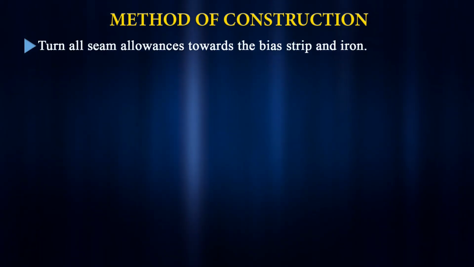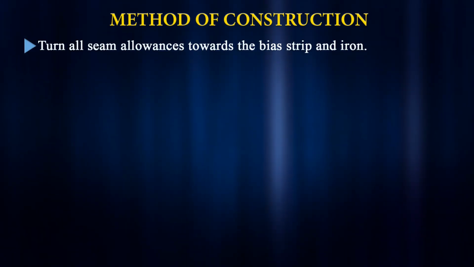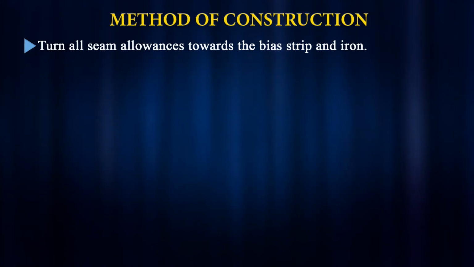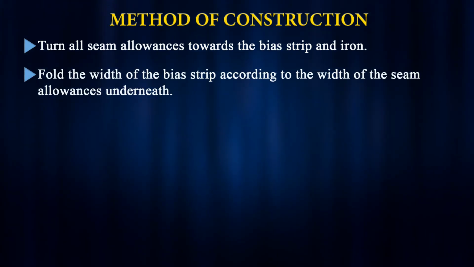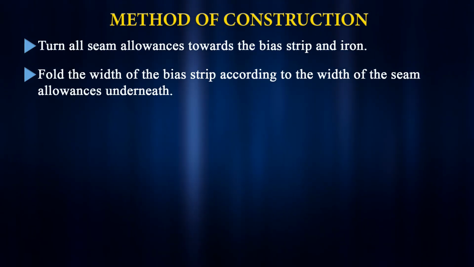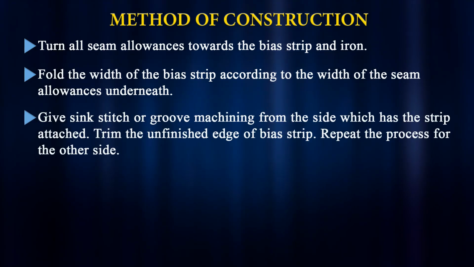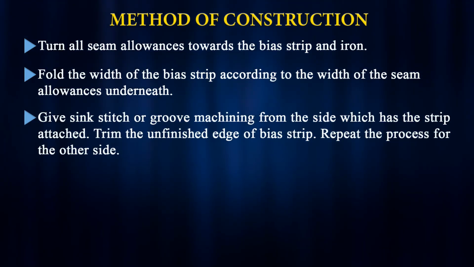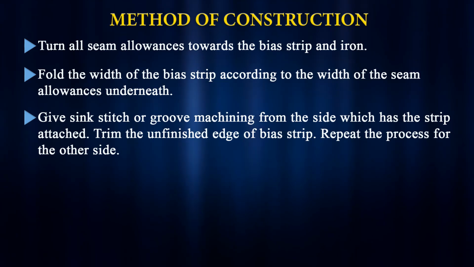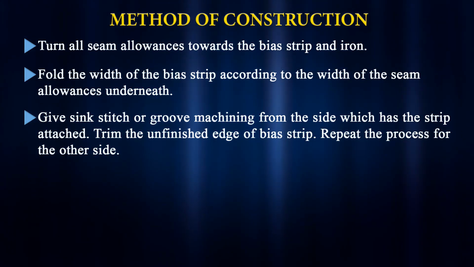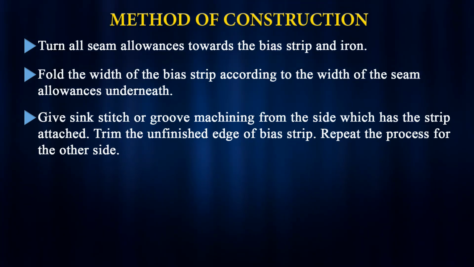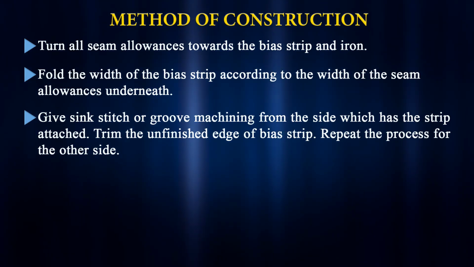So we turn all the seam allowance towards the bias strip and iron. We do the ironing and fold the width of the bias strip according to the width of the seam allowance which is underneath, and give a sink stitch or groove machine stitch from the side which has the strip attached. Then we trim the unfinished edges of the bias strip. Repeat the process for the other side.